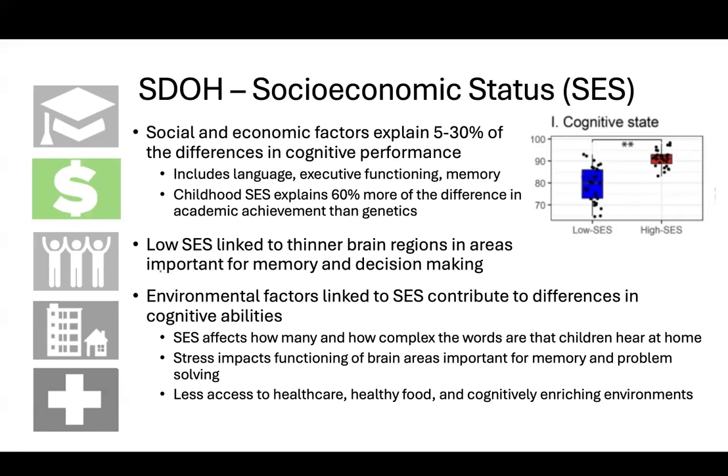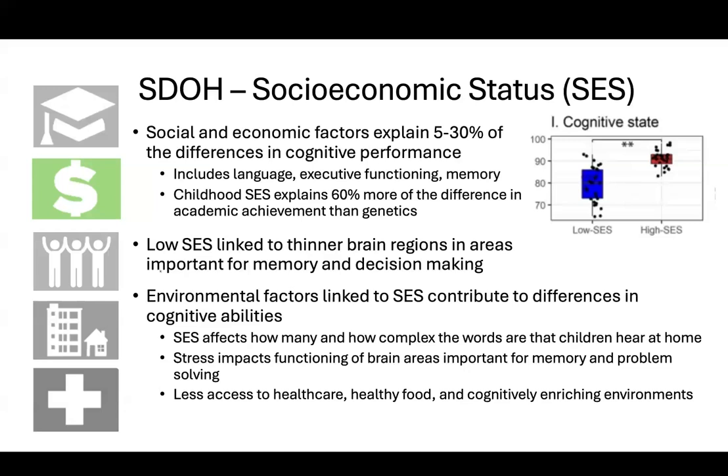So lower SES is linked to reduced cortical thickness, or thinner brain regions, in some areas that are really important for memory and decision making. Earlier poverty is more associated with this, particularly because the brain is still developing at this time. So we see that there are environmental factors that are often linked to this that contribute to differences in cognitive ability. So it's not that these groups are biologically or genetically different. However, their experiences and their access to services and the quality of services all can impact this.